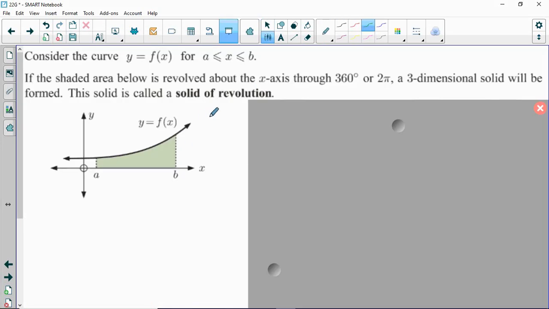So the idea, as we see here, is that we're going to have some function, f of x, and it's going to rotate around the x-axis 360 degrees, 2 pi radians, all the way around to form a solid. All right, 2 things I want to point out. First of all, I've never seen a problem where it did not rotate all the way around exactly once.